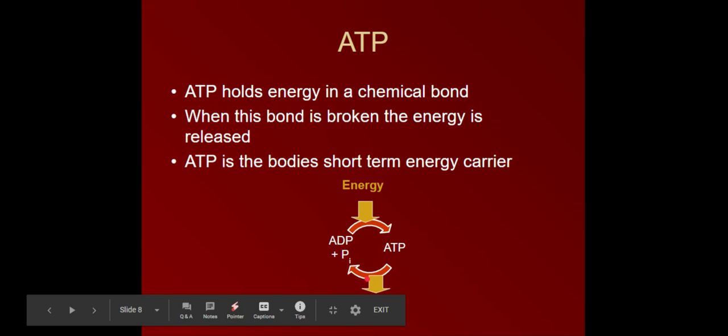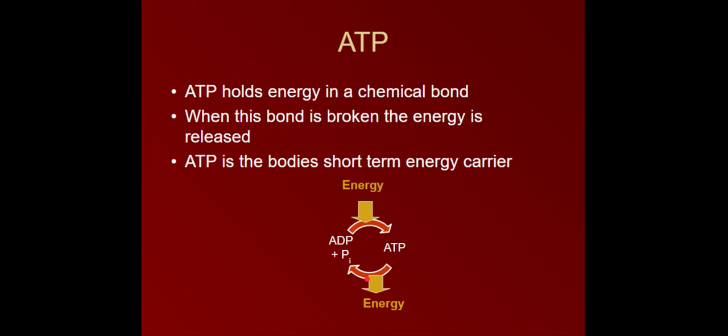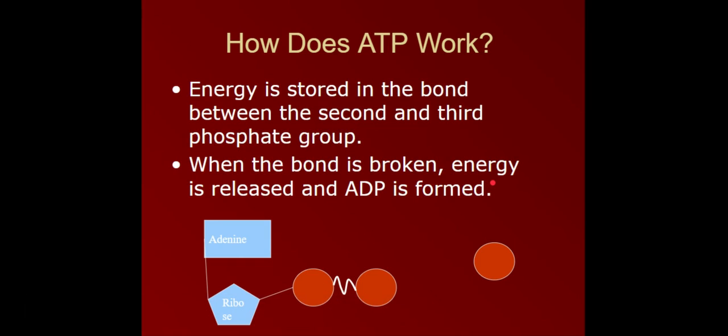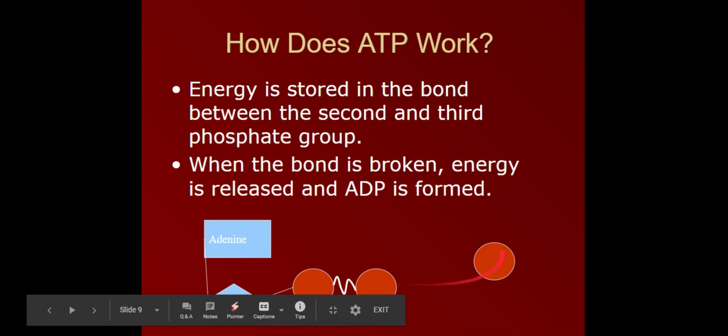We can see here this bottom arrow shows that we've got energy released as that bond is broken, just like this one shown in the diagram. The bond's broken, phosphate's released, energy is released also.